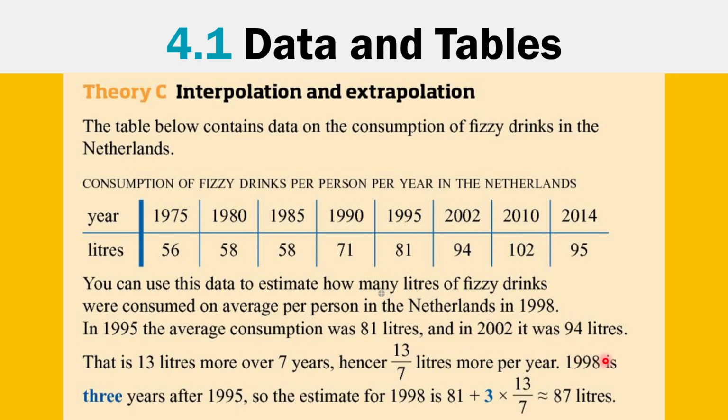And then that means that in 1998, we are 3 years after 1995. If I add 1 year, I will do plus 13 over 7. 2 years, 13 over 7 plus 13 over 7. For 3 years, 13 over 7 plus 13 over 7 plus 13 over 7 extra. That's the same as a multiplication, right? 81 plus 3 times what would be added per year. This is an estimate because we are going to assume that every year this amount is going to be added in a linear way, in a straight way. I will show you that's not always the case.